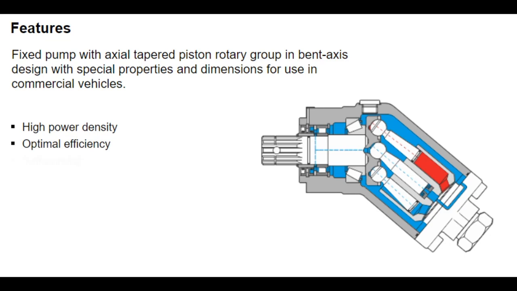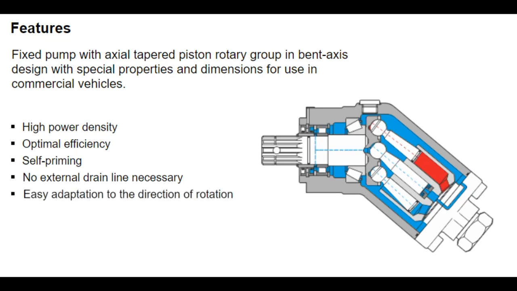An internal leakage return line through the port plate and control plate makes an external drain line unnecessary. Due to the noise grooves and corresponding rotation of the control plate, the pump can easily be adapted to the different directions of rotation and is also still noise optimized.